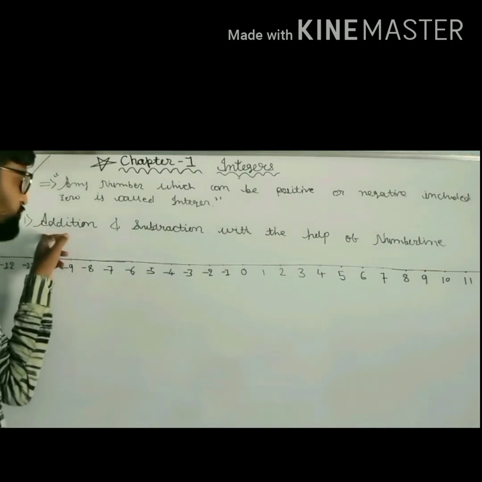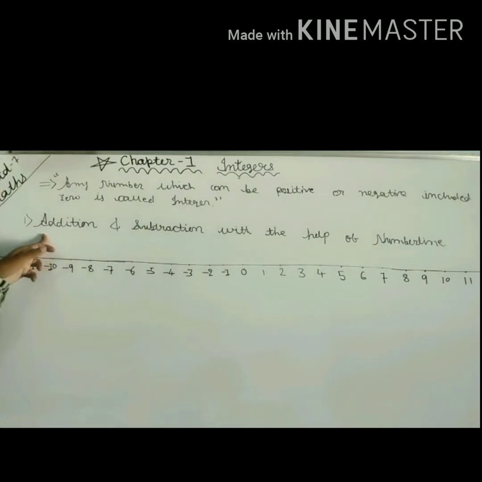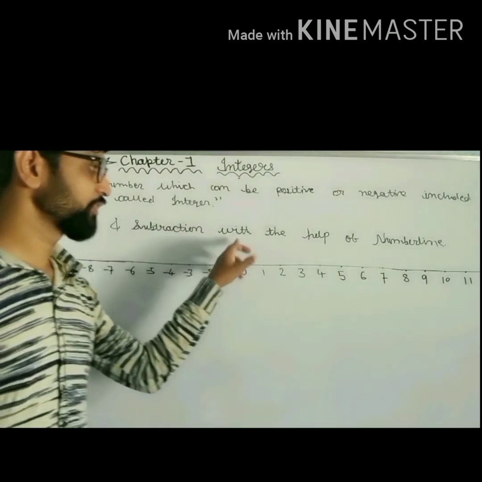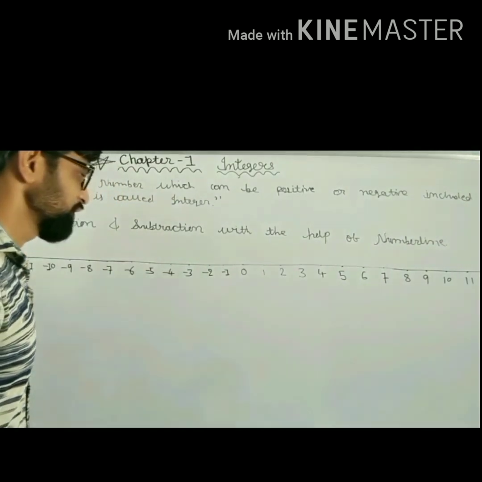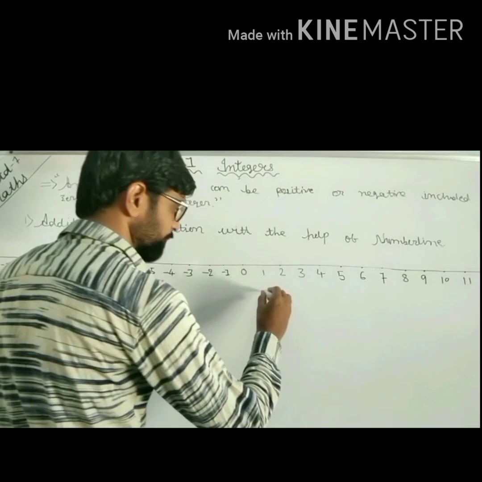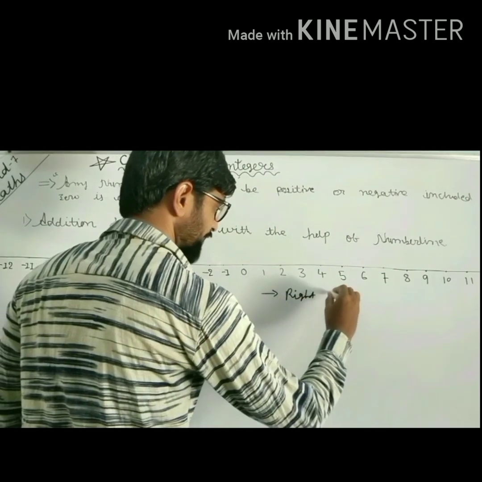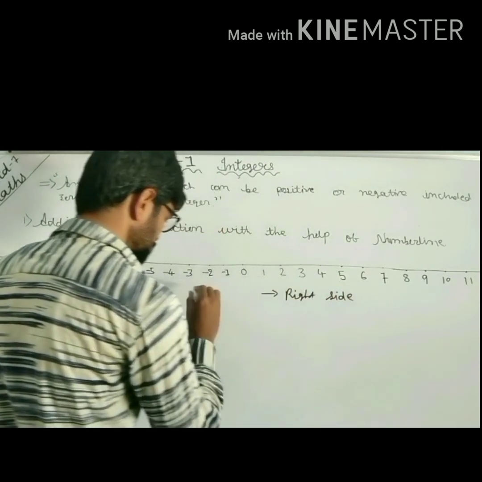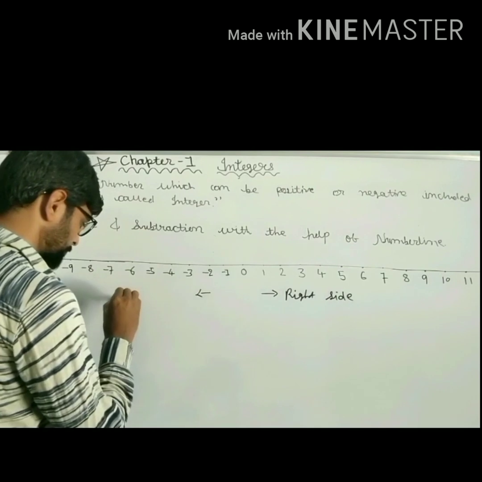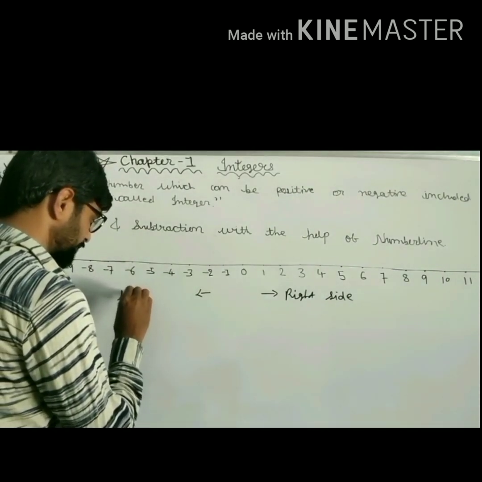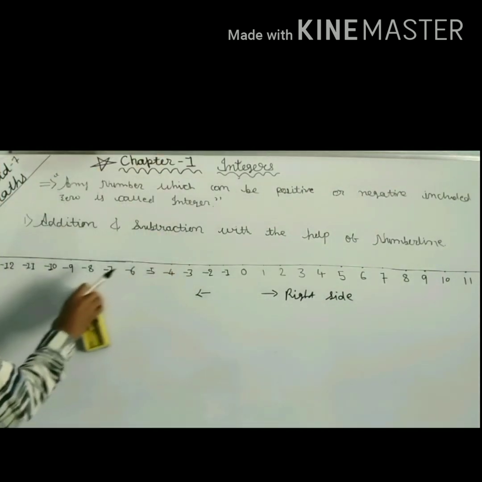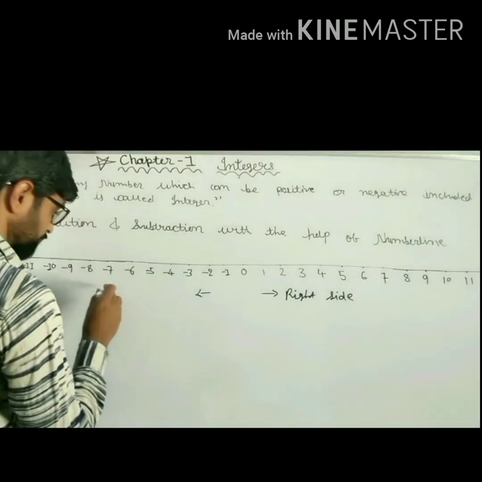Now I am starting the first topic of integers, addition and subtraction with the help of the number line. See here, this is the center point 0, and this is the right side of the 0, and this one is the left side of the 0.